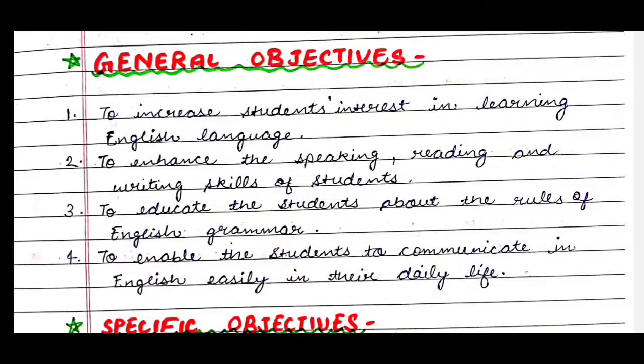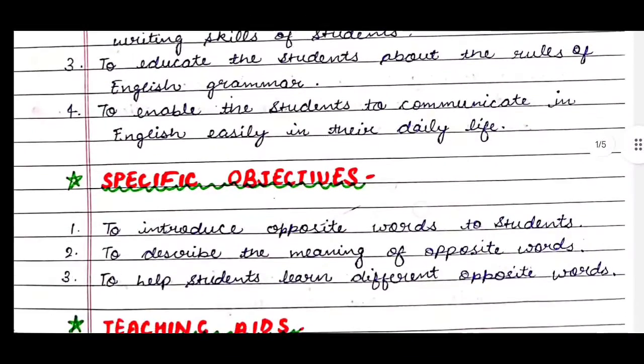But after that comes specific objectives. So they cannot be same as they are related to the topic that we are teaching. So first one is to introduce opposite words to students. You can also write antonyms. Second, to describe the meaning of opposite words. Third, to help students learn different opposite words.